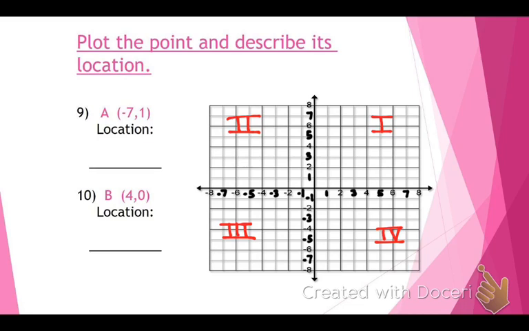Okay, so now my instructions say, plot the point and describe its location. Who would like to come up and show me where you think point A is? Sherelle, come on up. Now let's remember, for X, do I go left and right or up and down? Left to right. So she went over -7 and then she went up 1. That is correct. Now she's going to point right next to it an A. And tell me the location, Sherelle. Quadrant 2 is correct. Remember, use your Roman numerals, quadrant 2.